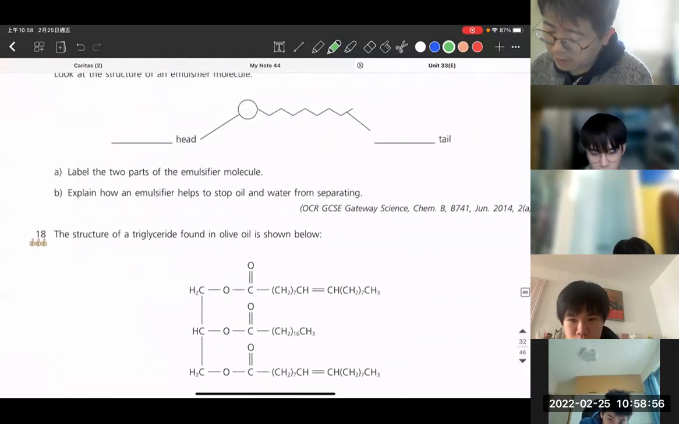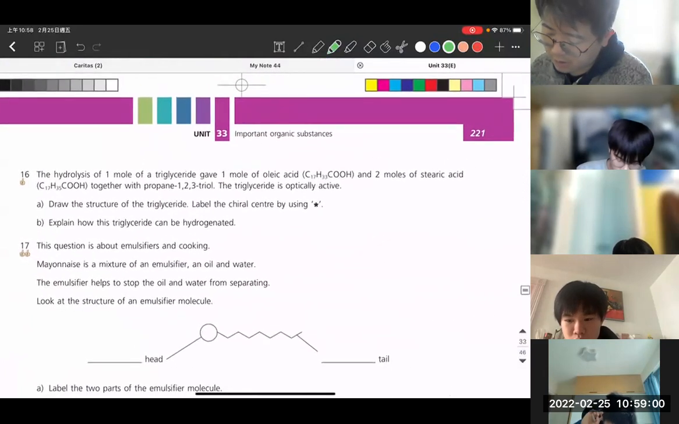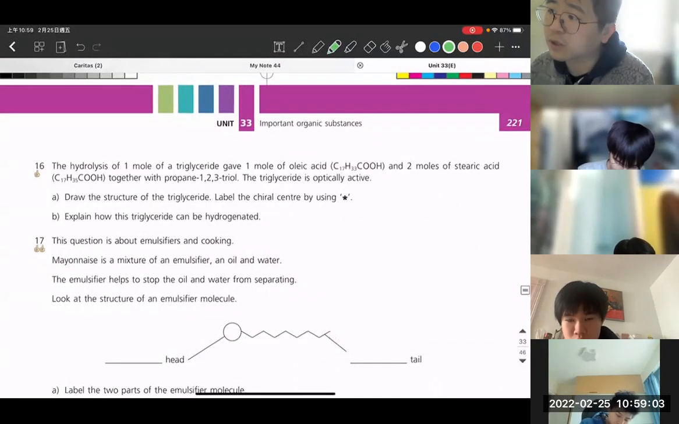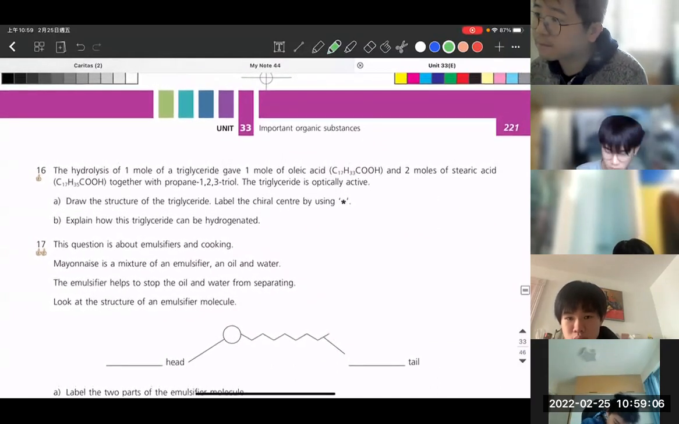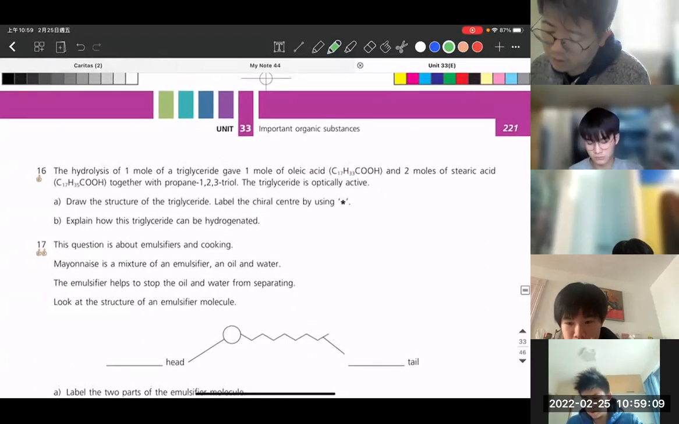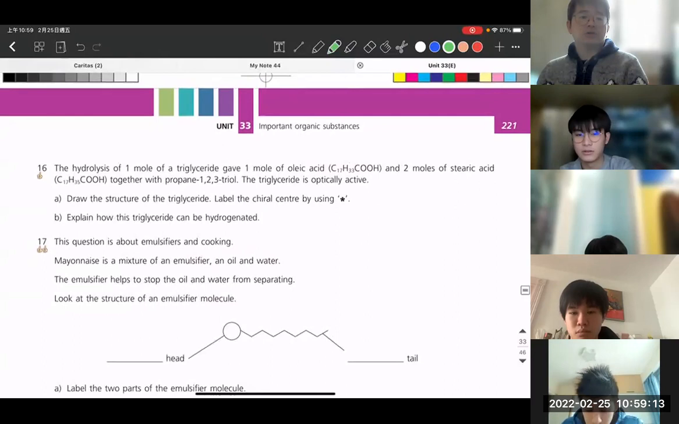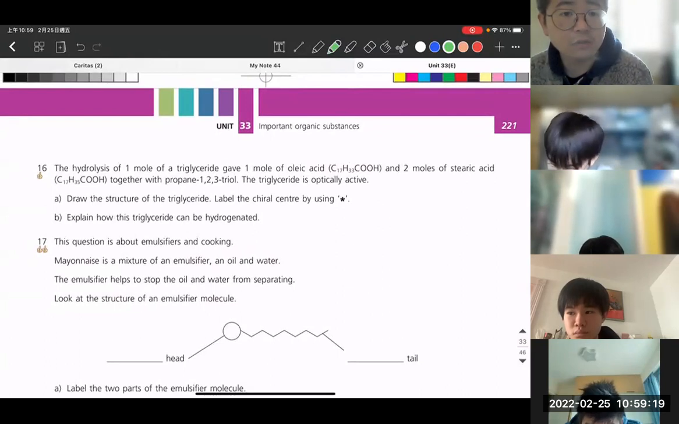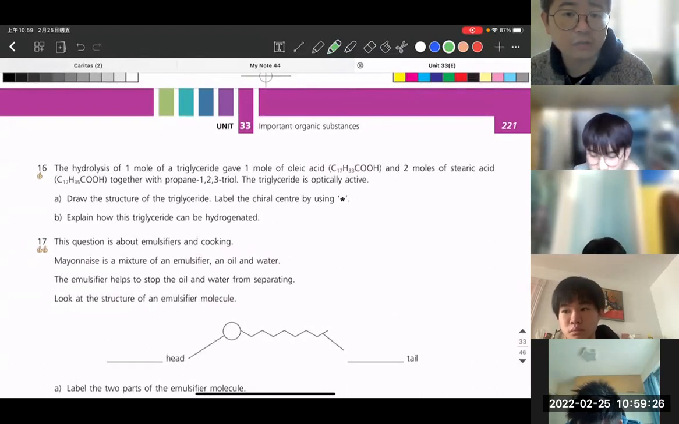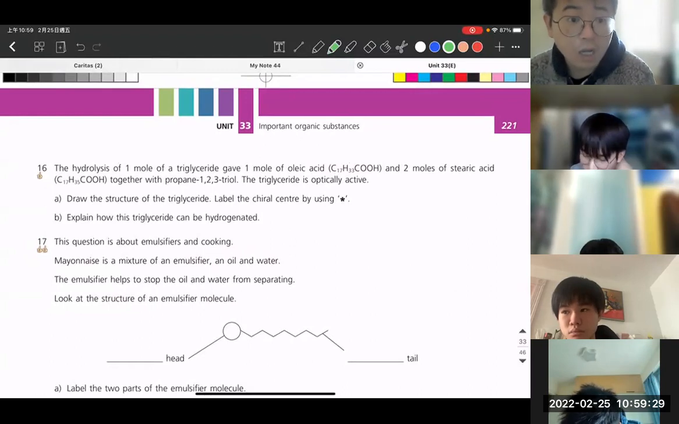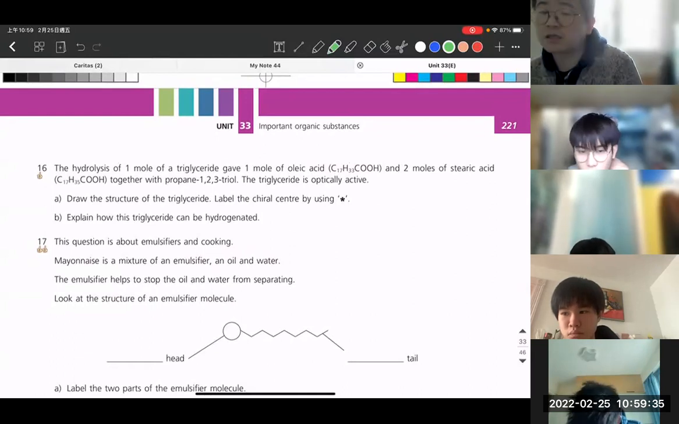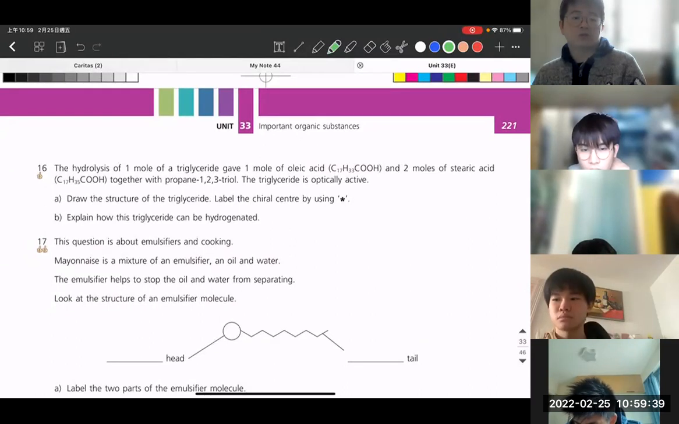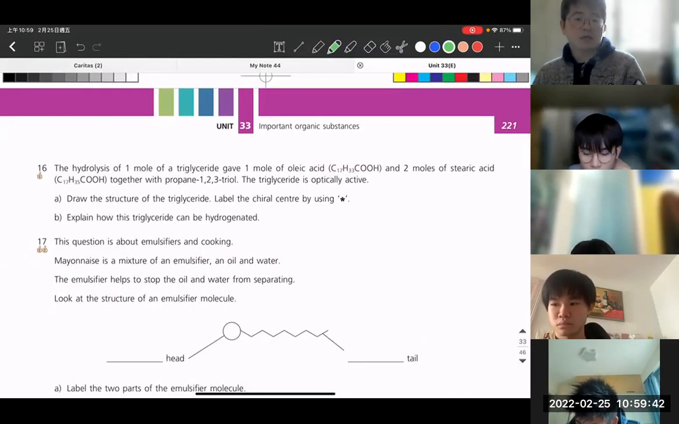No? Easy, right? How about this? Suppose I have got a question. You may have got question 16, right? The hydrolysis of 1 mole of triglyceride gives 1 mole of oleic acid and 2 moles of stearic acid, together with propane-1,2,3-triol. The triglyceride is optically active. A: Draw the structure of the triglyceride. Label the chiral center using a star. B: Explain how this glyceride can be hydrogenated. Oh, A is very strange. How will you draw the structure of a triglyceride such that it's optically active?